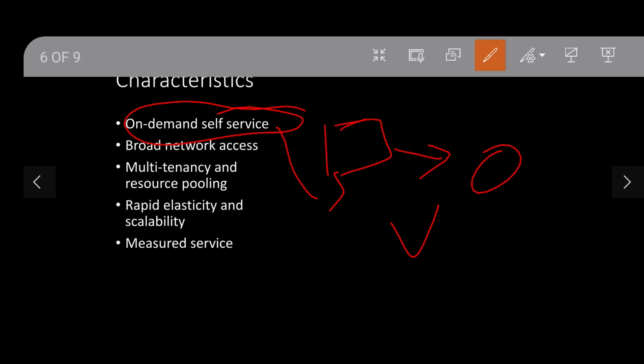Rapid elasticity and scalability: automatically and quickly acquiring and disposing of resources when needed, quickly scaling based on the demand. Measured service: users pay exactly for what they have used. This is measured service.